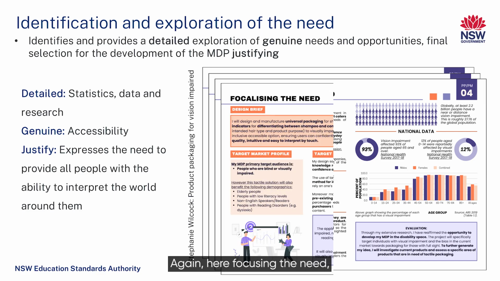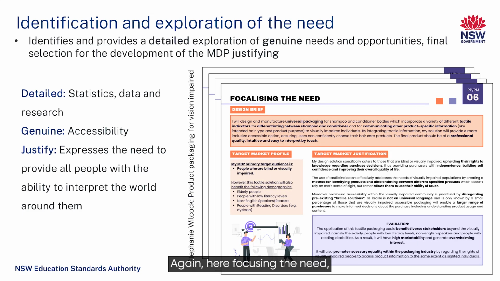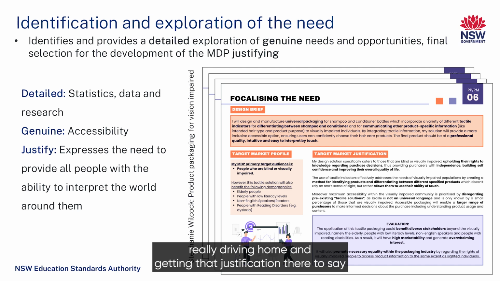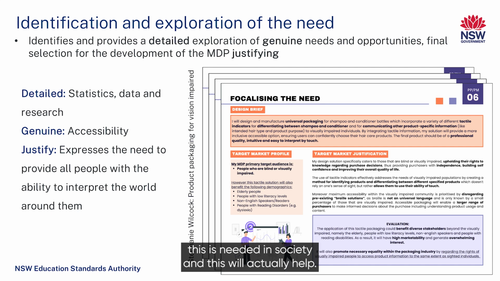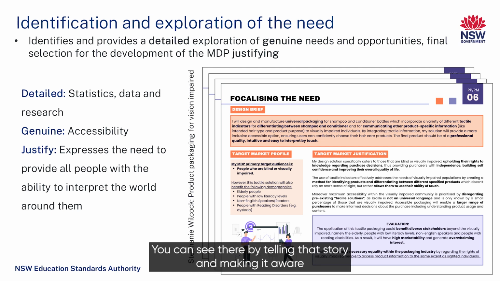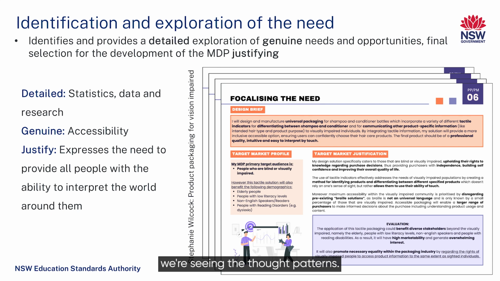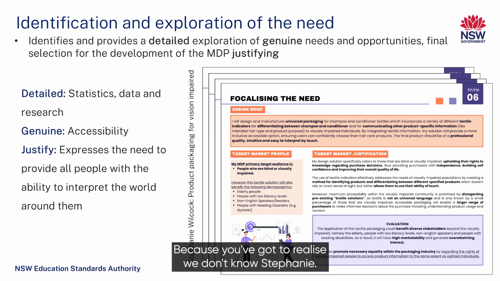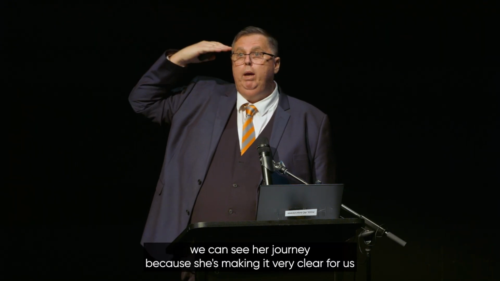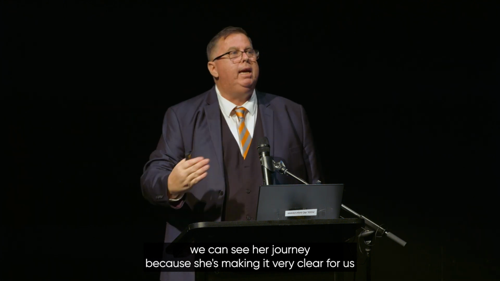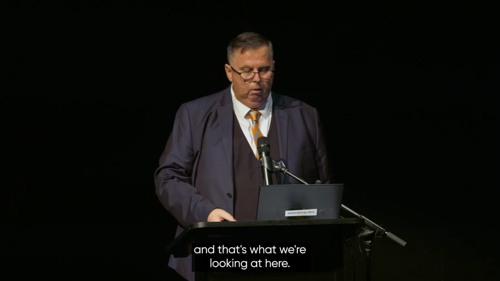Again, here, focusing the need, really driving home and getting that justification there to say this is needed in society and this will actually help. You can see there by telling that story and making it aware, we're seeing her thought patterns because you've got to realise, we don't know Stephanie, however, we can see her journey because she's making it very clear for us, and that's what we're looking at here.